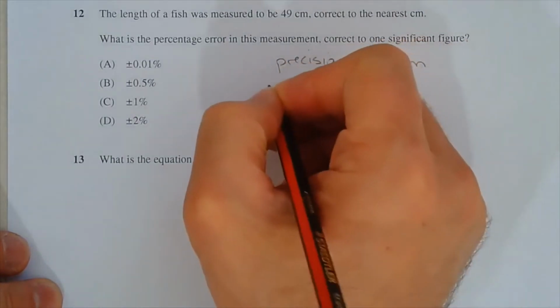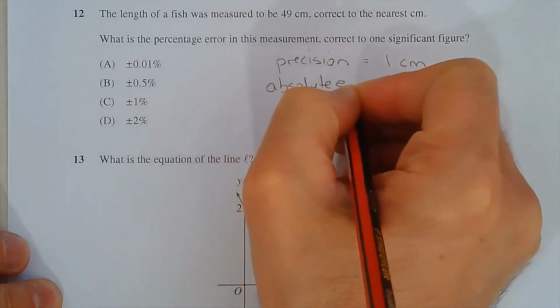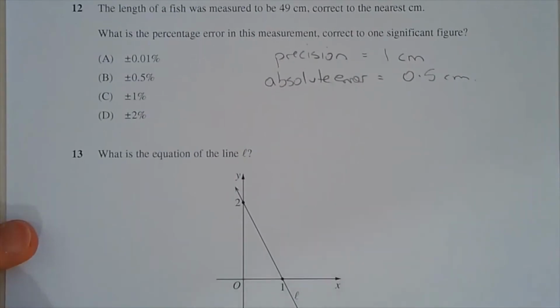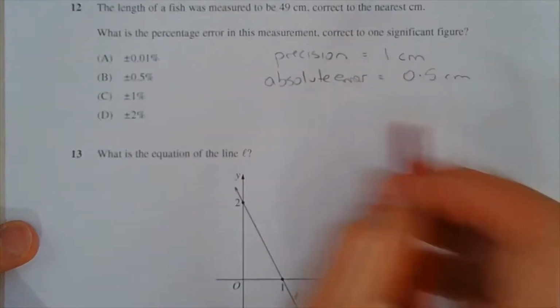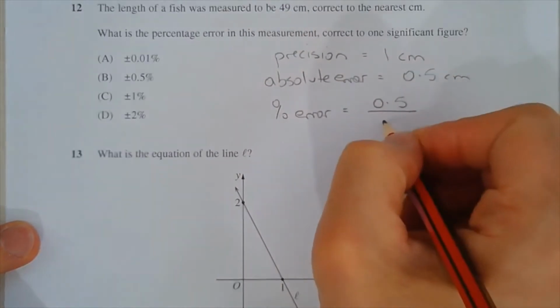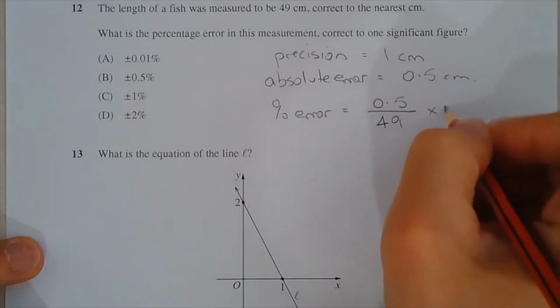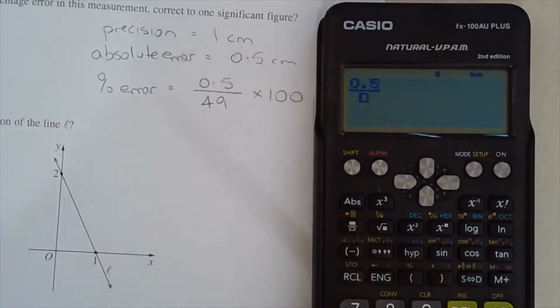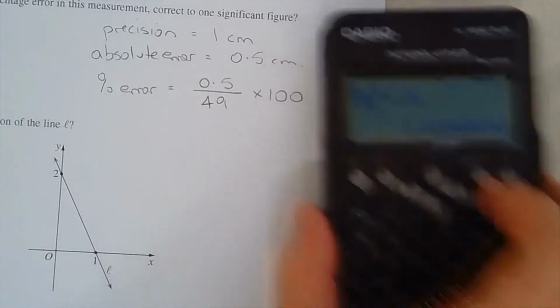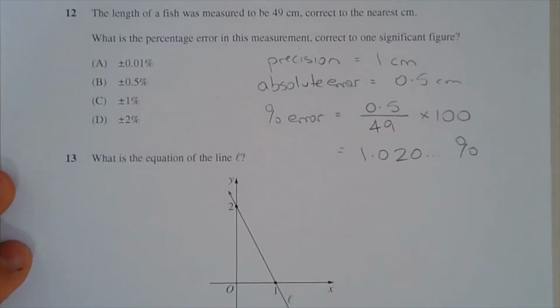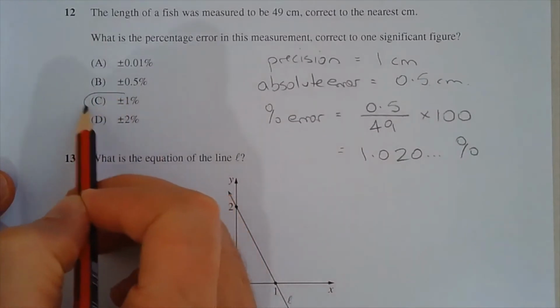So that's its precision. Now the next thing we need is its absolute error, which is half the precision. So that's going to be 0.5 centimeters. Now the next thing we need is the percentage error. The percentage error is equal to the absolute error, 0.5, over the measurement itself, which is 49 centimeters, and we multiply that by 100, of course, because it's a percentage. Let's enter that in now. 0.5 over 49 multiplied by 100, and we have 1.020 percent. So correct to one significant figure, it's 1%. So it's going to be option C.